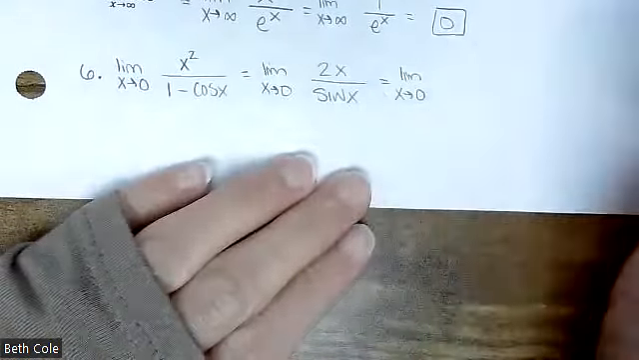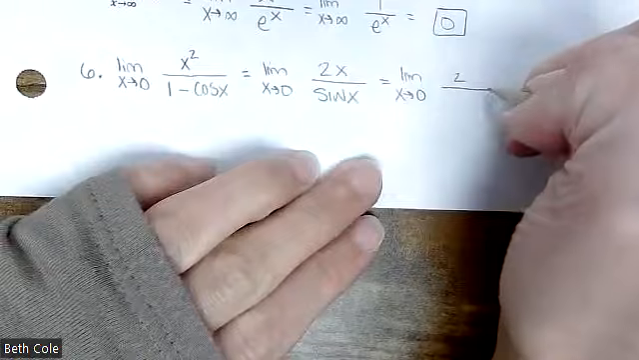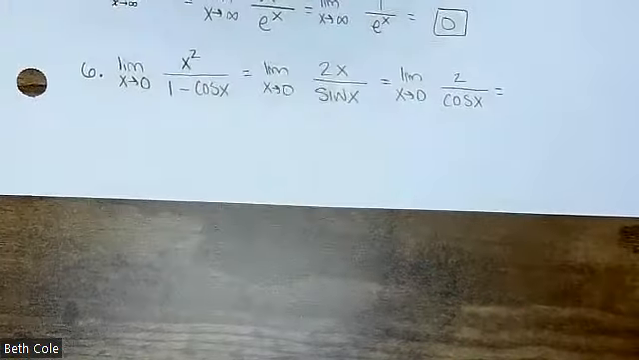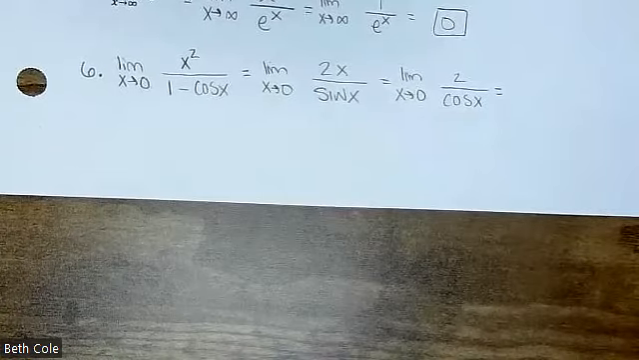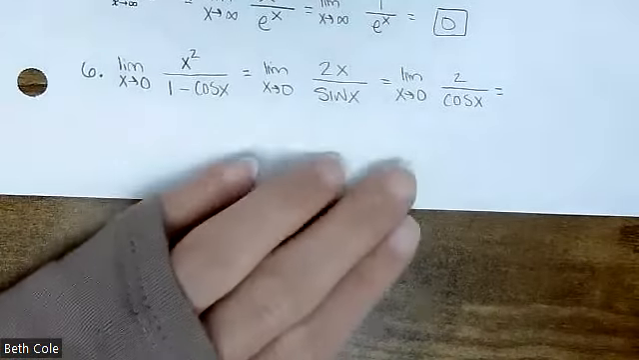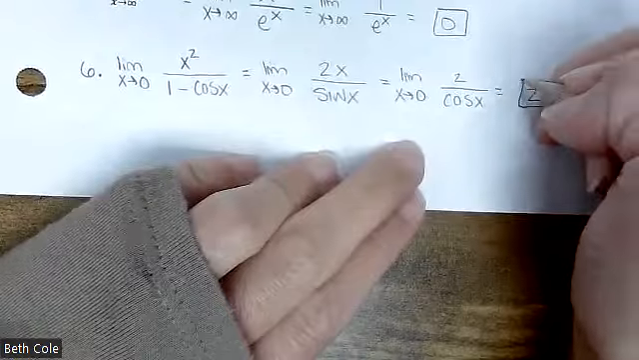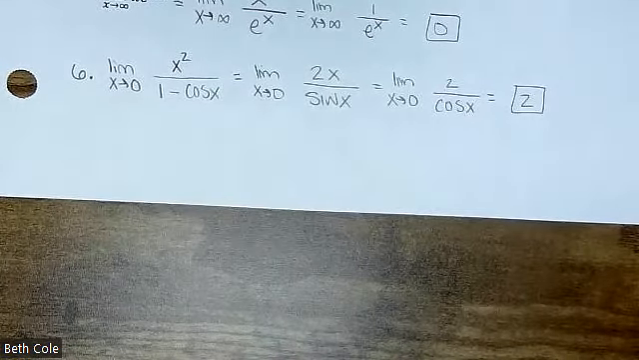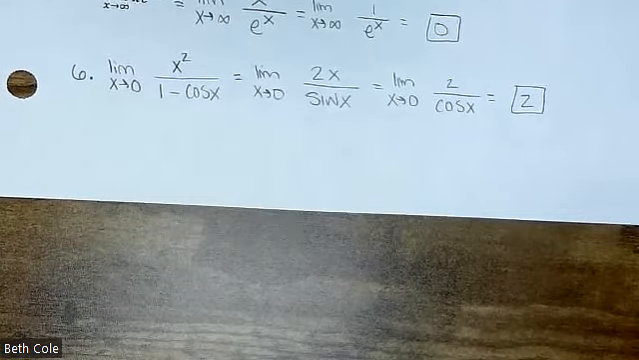All right, so derivative of 2x is 2. Derivative of sine is cosine. And now try to plug in 0 again. So 2 over 1, which is just 2. So again, sometimes you have to do it twice in order to make it work. Okay.